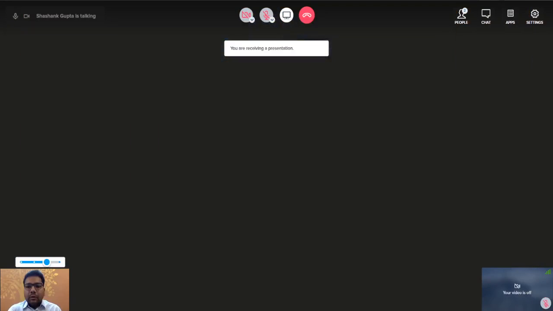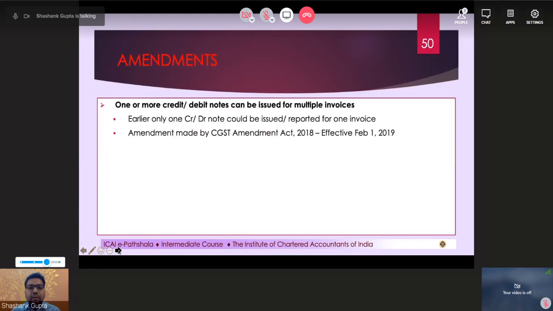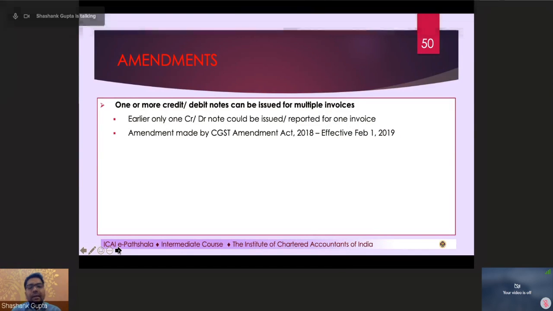So, welcome back to the session. Some amendments which have been recently done in documents. So, earlier, only one debit note or credit note could be issued against one invoice, only one credit note could be issued.